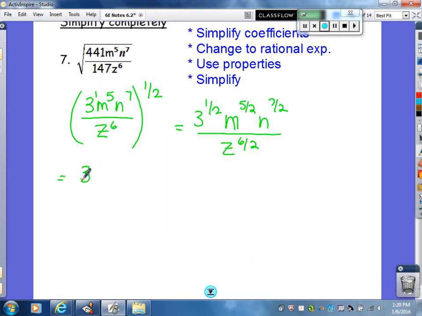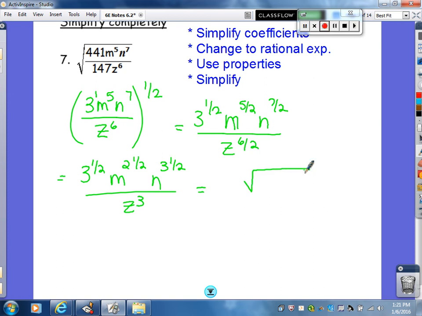So I've got 3 to the 1/2. M, I'm going to make that 2 and 1/2. N, I'm going to make it 3 and 1/2. And all over z to the 3rd. All right, now we've got to say who goes in and who stays out. Inside radical, outside radical. And notice that I have the same denominator. I have a square root. We're only allowed one radical. Okay, so get your square root ready.